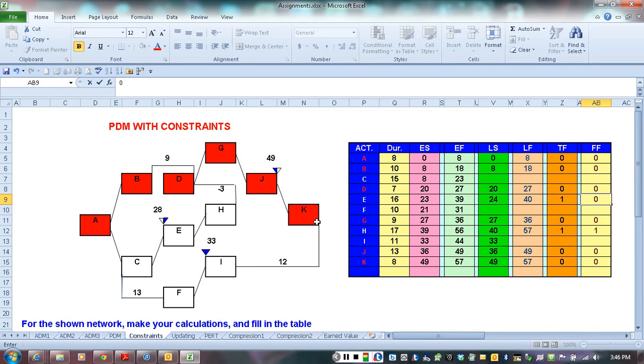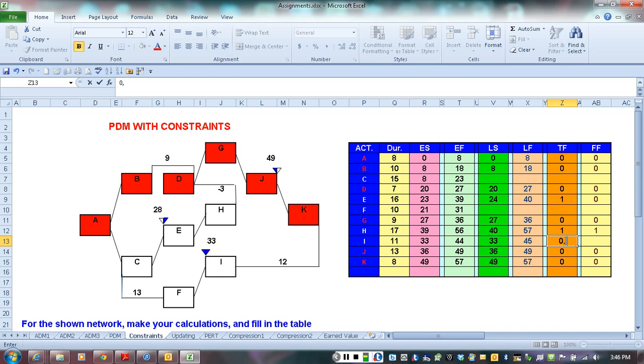Now going to activity I. Activity I, here we have at the end 57 minus 12, which gives 45. So for activity I, it's going to be 45. Question now, what is the total float of activity I? From the start, it's 33 minus 33, so it's 0. But from the finish, it's 45 minus 44, so it's 1.